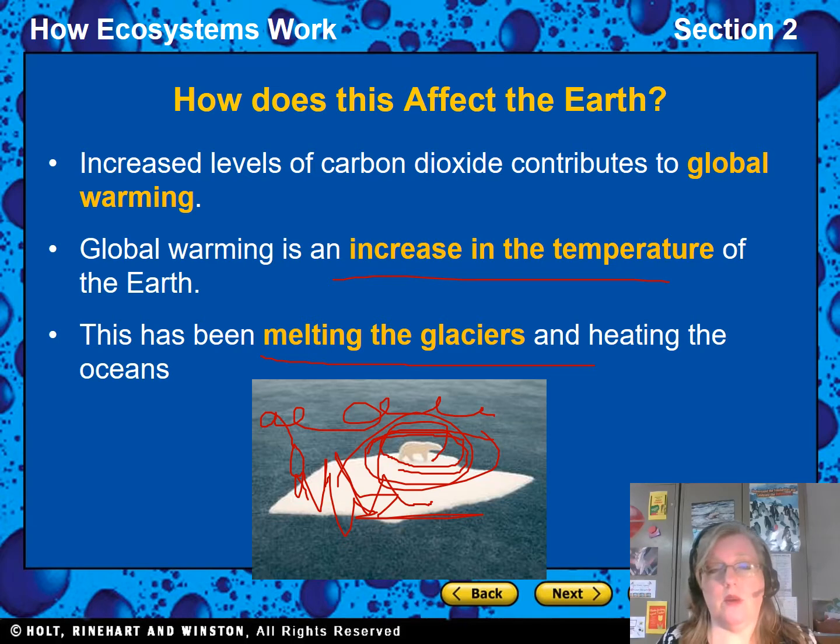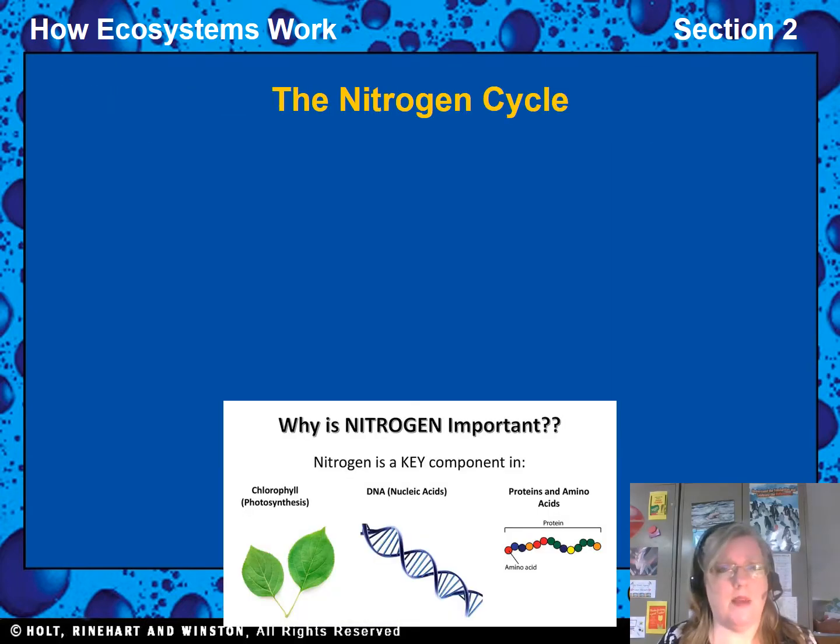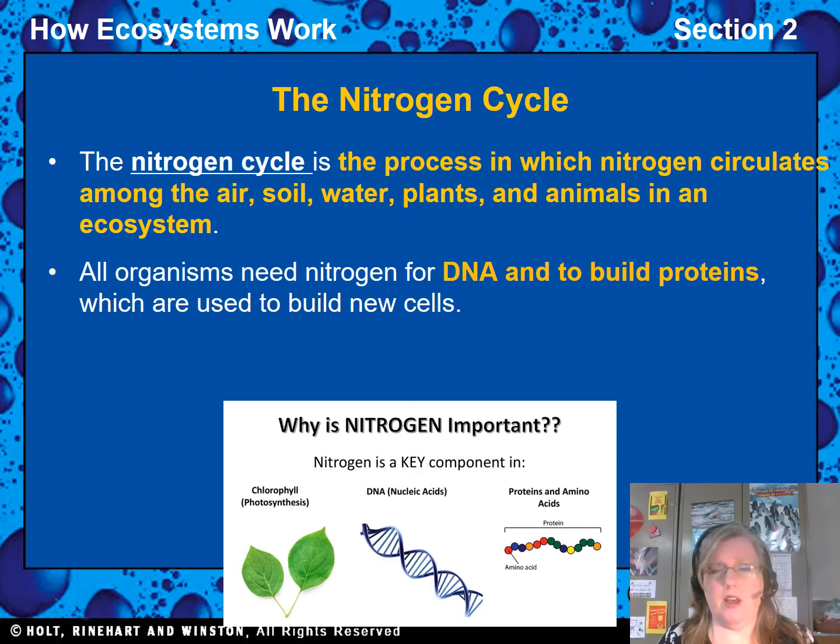All right, so the melting glaciers is causing the extinction of the polar bears and several other of the Arctic species. This video here is amazing. If you can take a few minutes to watch it, it's really, really good. I don't know if I'm going to assign it for film facts or not, but it's a very good video. It helps to explain a lot about the carbon cycle. All right, moving on to the nitrogen cycle.